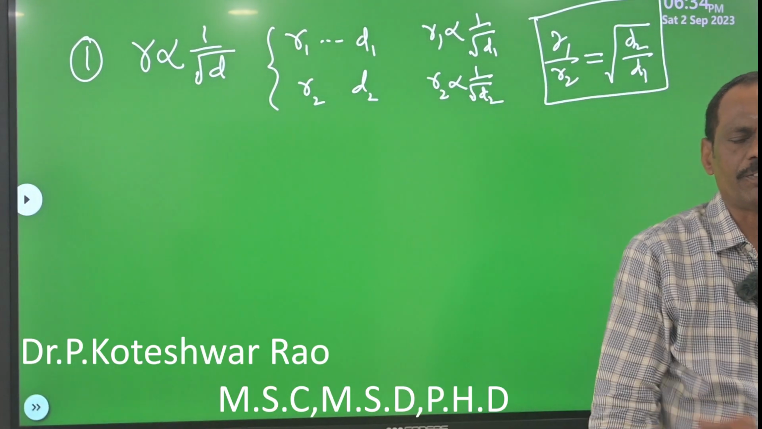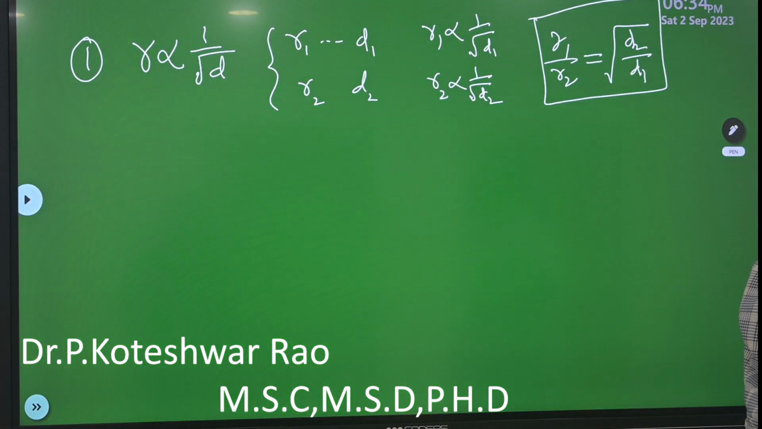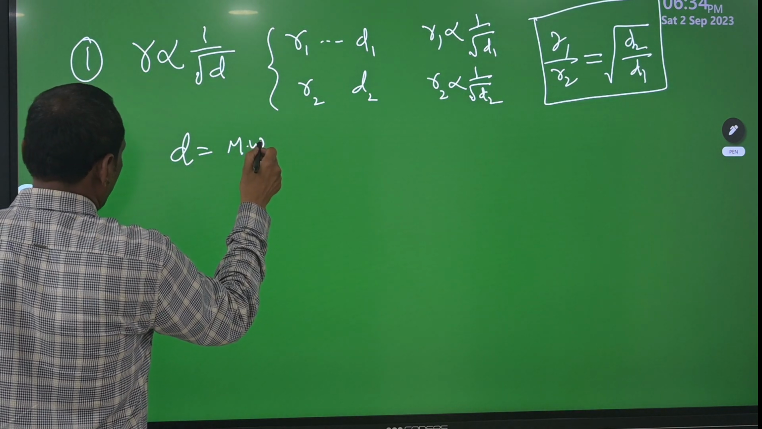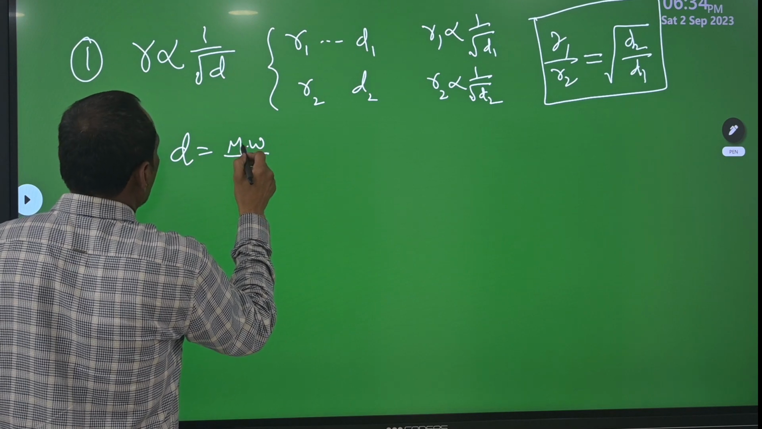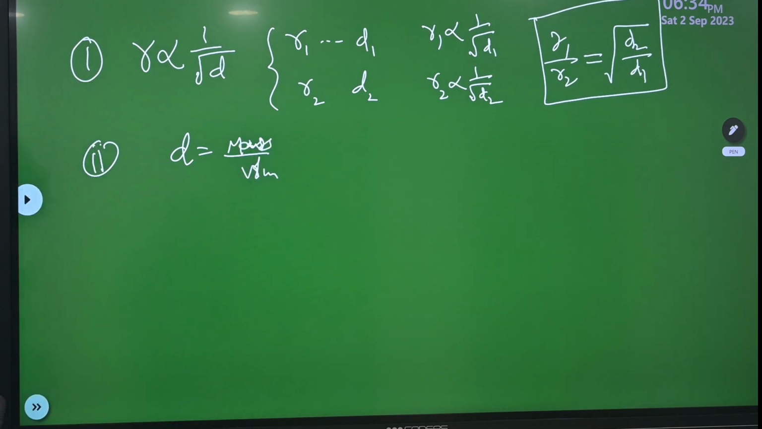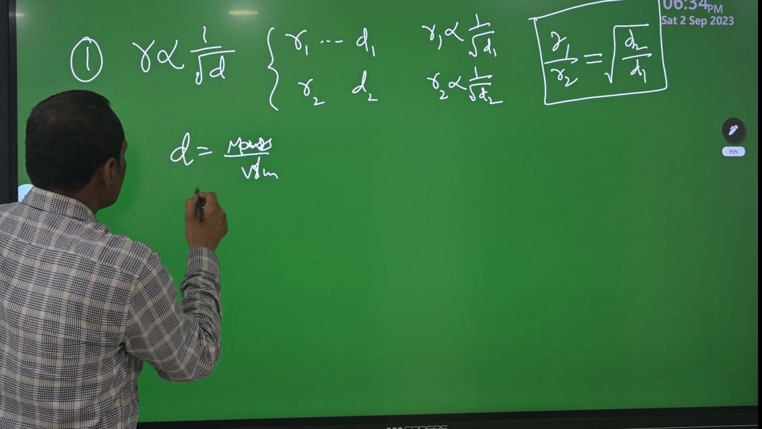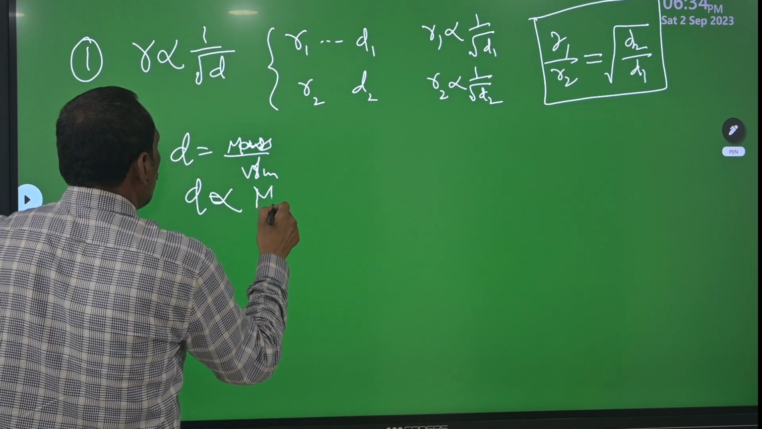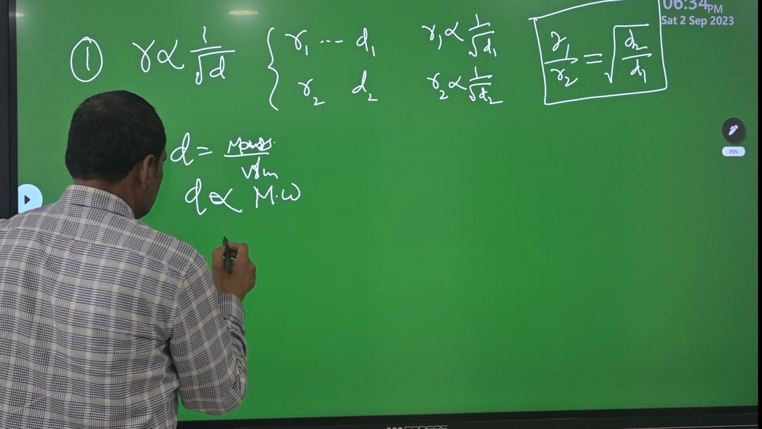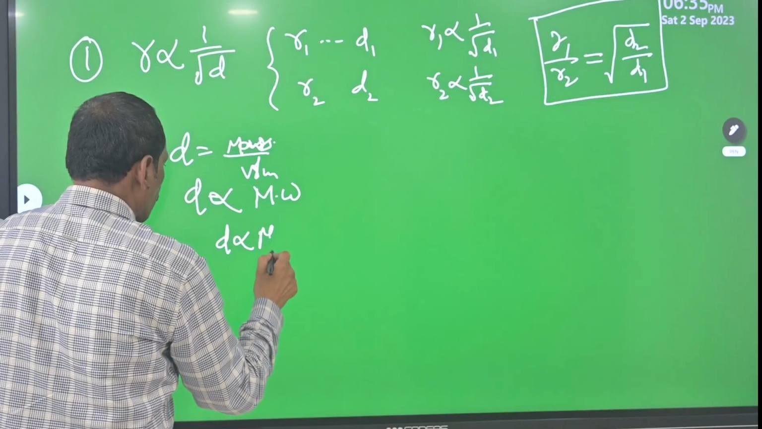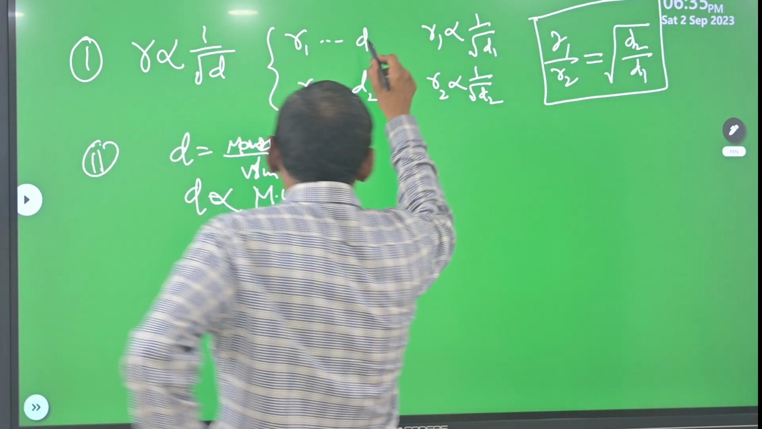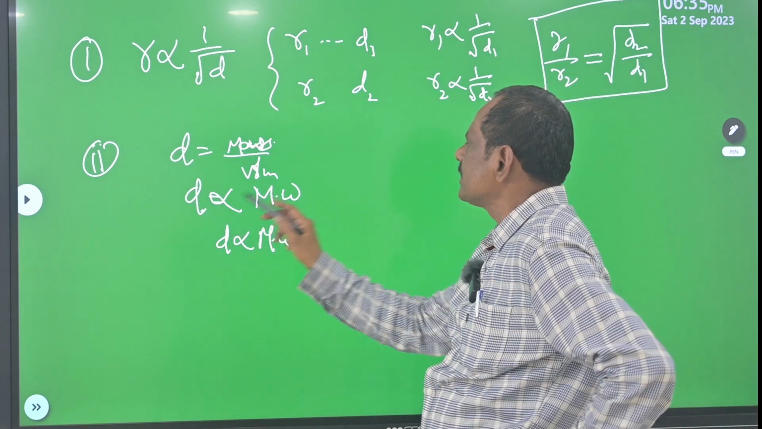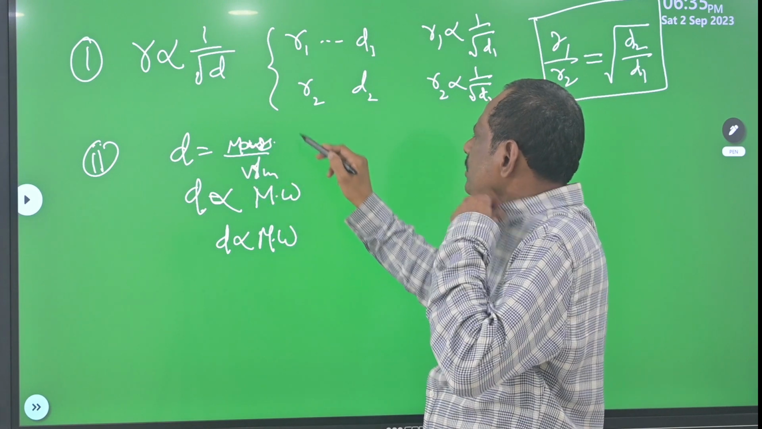Then come to the second form of Graham's law. We know that density is mass by volume. In the case of density, density is directly proportional to molecular weight if you take 1 mole of gas. Therefore, in this equation, we may take molecular weight instead of density, because density is directly proportional to its molecular weight, since density is mass by volume.